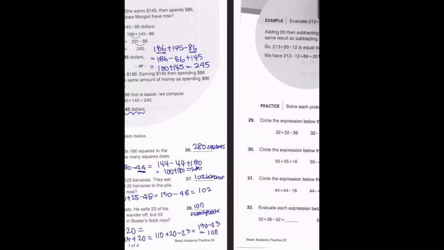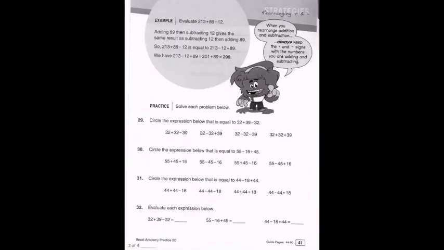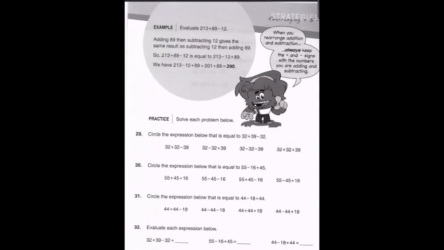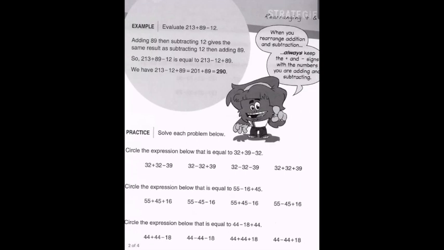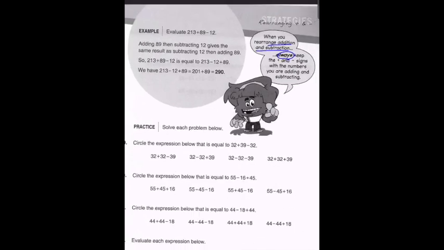And so we'll move on to the next page. Now another example says evaluate 213 plus 89 minus 12. And when you rearrange addition and subtraction, you always have to keep the plus and minus signs with the number you are adding and subtracting.